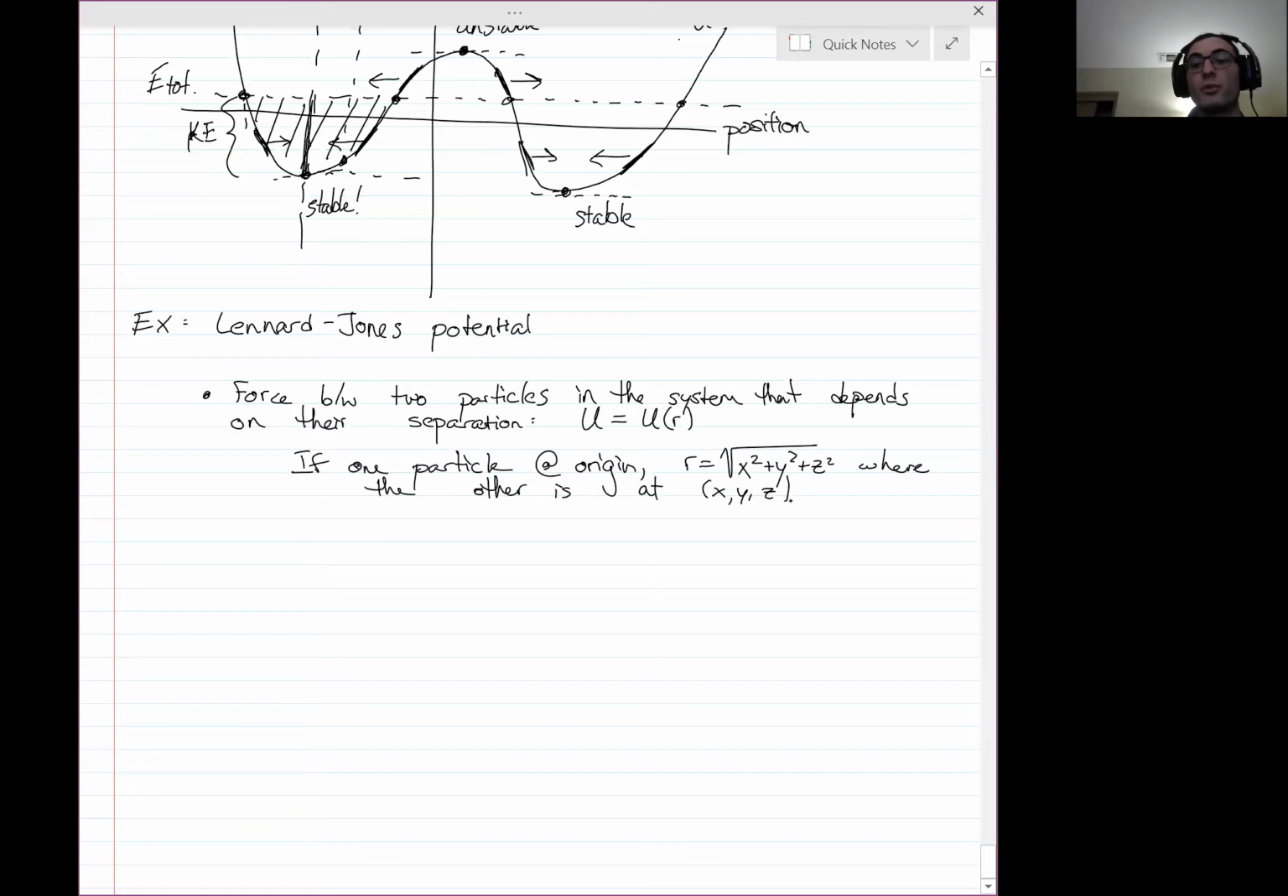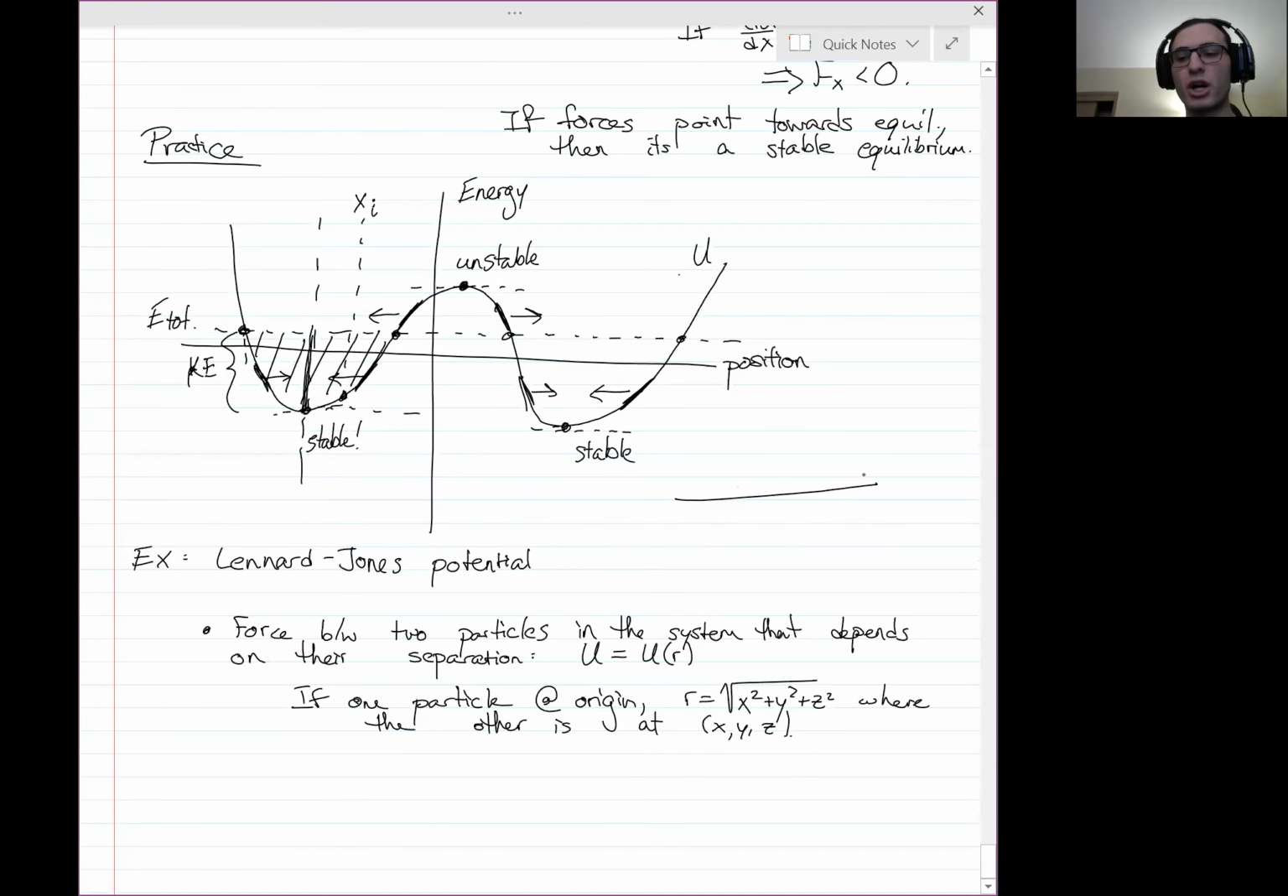The fact that we can write our potential energy function as a function of a single variable means that we'll be able to do an energy diagram. We can basically put R on the horizontal axis and energy on the vertical axis, and that's what our goal is going to be.